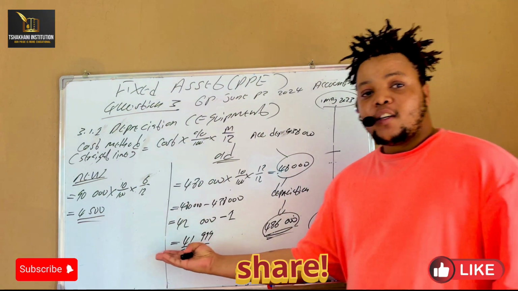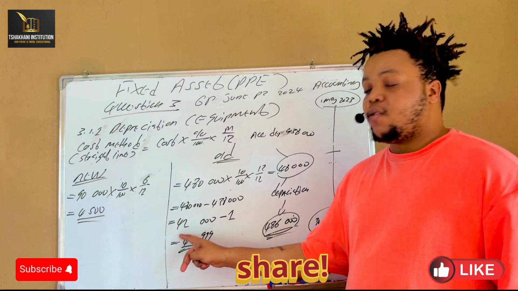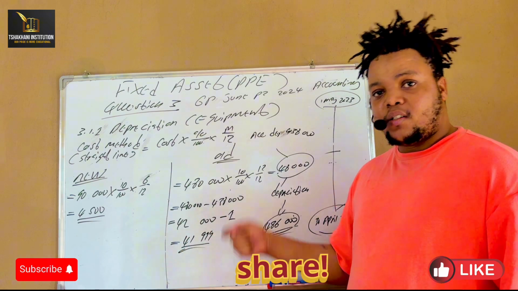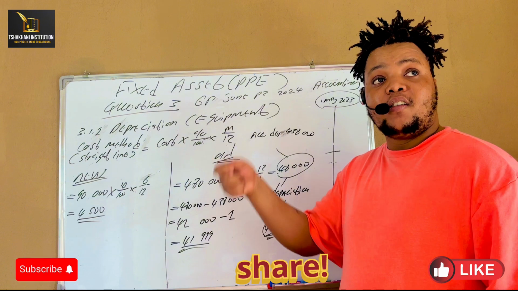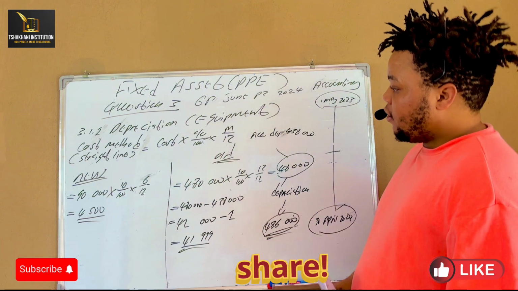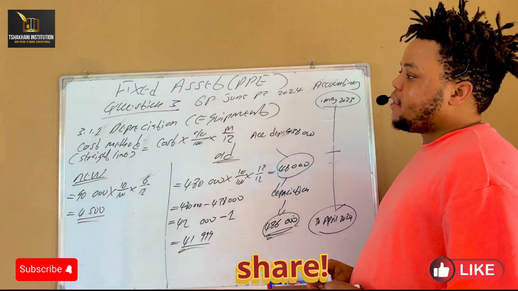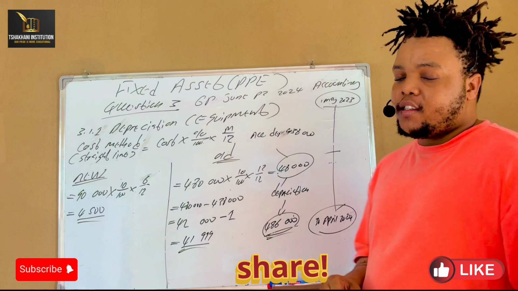So it means that you must just minus 1 rand from its current value. So all the time, if they are not selling it, we'll be minusing 1 rand each and every time. 1 rand, 1 rand, 1 rand. So this is the equipment depreciation, which we're using the straight line method.